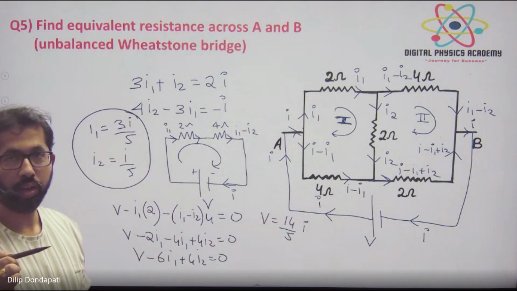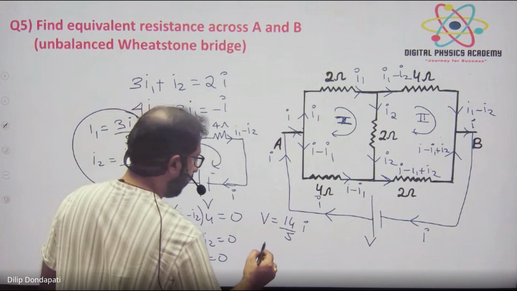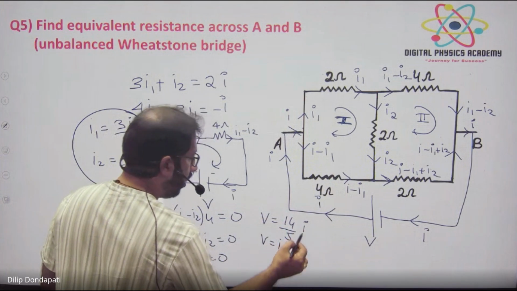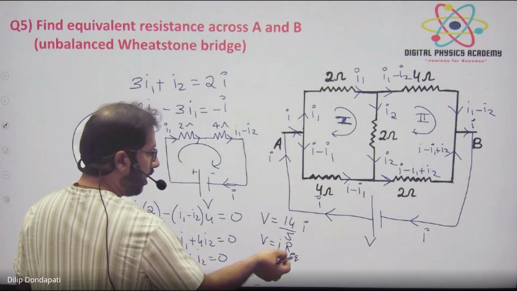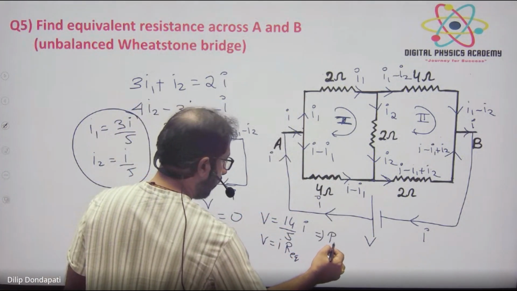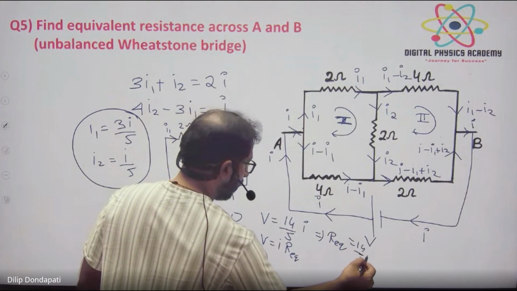And the last one, what did it say? Compare with V equal to I into R equivalent, total current into R equivalent. The total current was I, right? I into R equivalent. So compare, how much will it come? Both were made equal. What is R equivalent? When you compare, 14 by 5. 14 by 5 ohms is the answer.